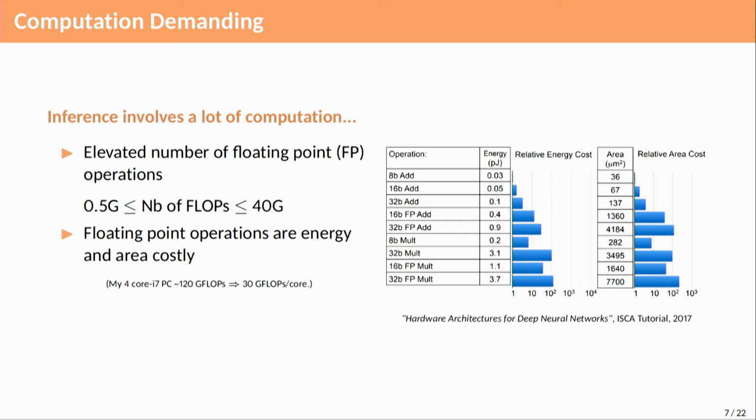This is true both in terms of energy, but also in terms of area. And on the edge, the square millimeter of silicon is something that is very sensitive, so you have to be careful about that too. So the bottom line here is that floating point operations are energy and area costly, and we should avoid them.